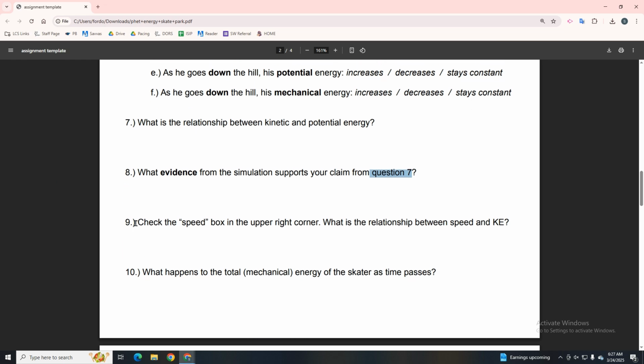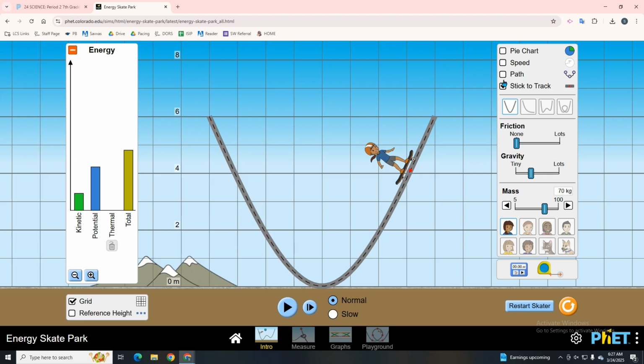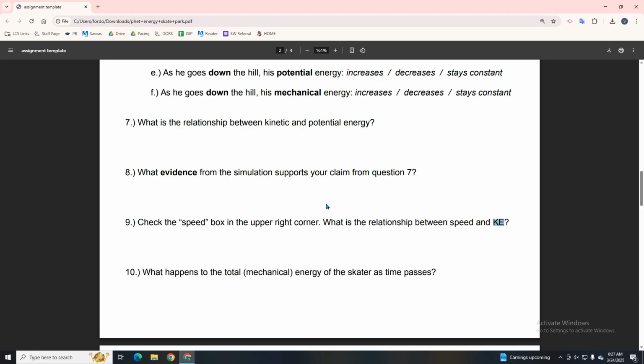Number 9, check the speed box in the upper right corner. What is the relationship between speed and kinetic energy? You're going to click up here where it says speed, play your simulation. What's happening as the skater is going down the hill? What is the speed doing? And number 10, what happens to the total mechanical energy of the skater as time passes?